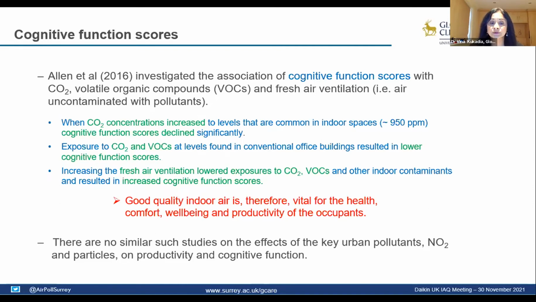It also found that CO2 and VOCs at levels found in normal conventional office buildings resulted in lower cognitive function scores, but increasing the fresh air ventilation lowered the exposure to CO2, VOCs and other indoor contaminants, which then resulted in increased cognitive function scores. So that shows that good indoor air quality is extremely vital for the health, well-being, comfort and productivity of the occupants. Now, there aren't any similar studies at the current time on NO2 and particles and their effect on productivity and cognitive function. Studies are ongoing, but there's nothing published at present.